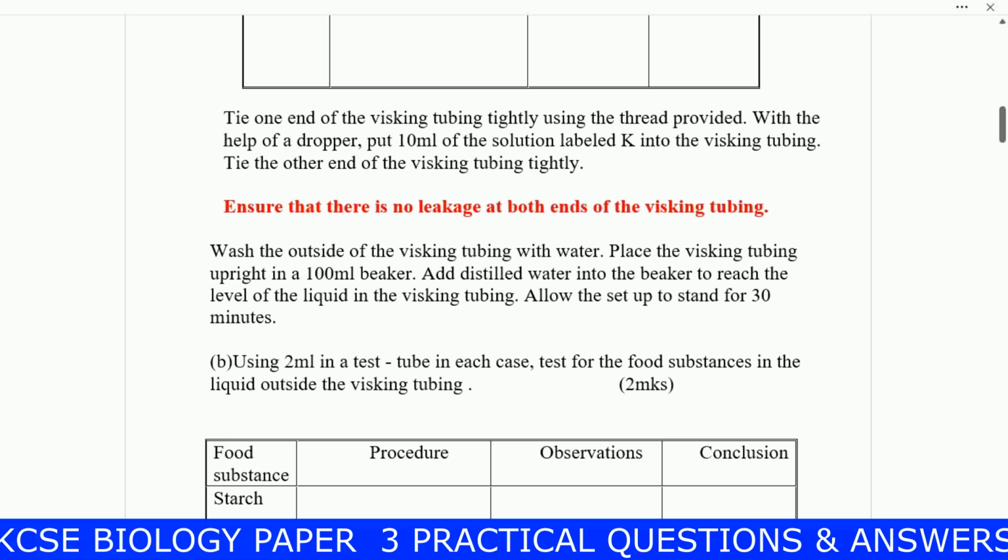Next, you are told to wash the outside of the whisking tubing with water. Place the whisking tubing upright in a 100 ml beaker. Add distilled water into the beaker to reach the level of the liquid in the whisking tubing. Allow the setup to stand for 30 minutes. Using 2 ml in a test tube, in each case, test for the food substance in the liquid outside the whisking tubing.